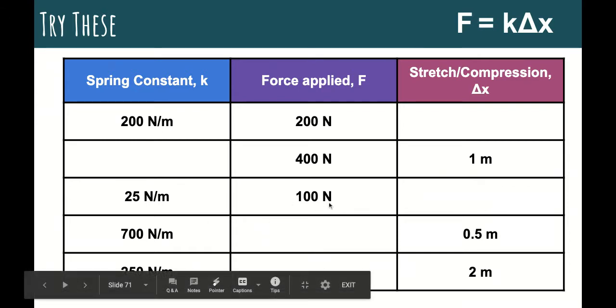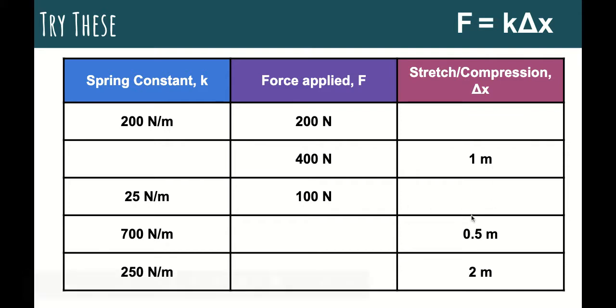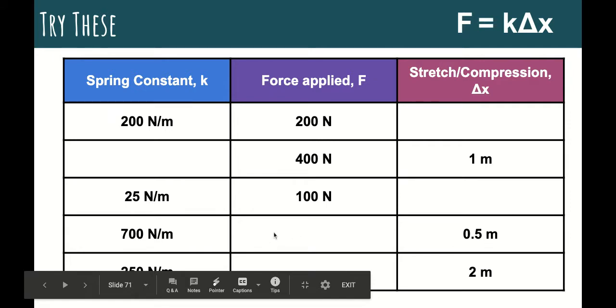And from these simple formulas, we don't know if it's stretching or compressing, but you will get that from the context of your question. So on the last two, we're trying to find the force being applied. So this one, we don't have to rearrange the formula at all. We're just going to have the spring constant multiplied with the distance that it has been moved. So if we have 700 times 0.5, we're going to end up with 350 newtons. So what that's telling us is that if the spring constant is 700, we're going to have to apply 350 newtons of force in order to get that spring to move 0.5 meters.